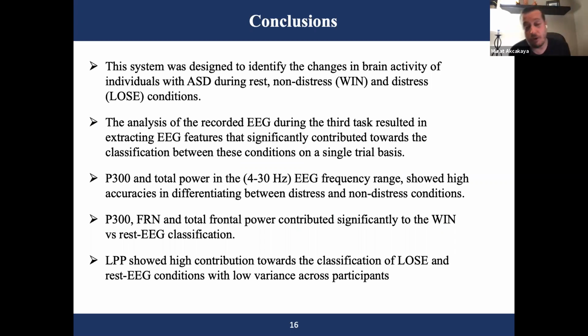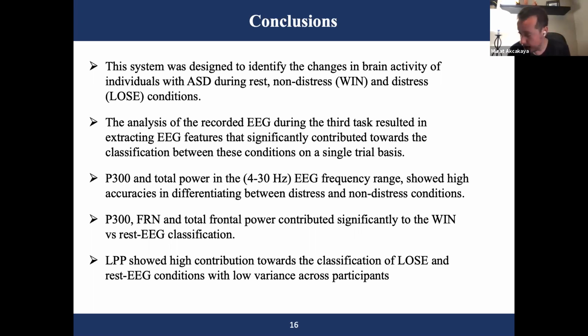So in conclusion, we developed this system as a first step. This is our preliminary results, but it's a promising step towards identification of distress and non-distress conditions in individuals with ASD. So we showed that there are certain features that we can extract from the EEG that can contribute to trial by trial classification of different events, especially win versus lose, win versus rest, and lose versus rest. And different features contribute in different amounts for different classification problems.